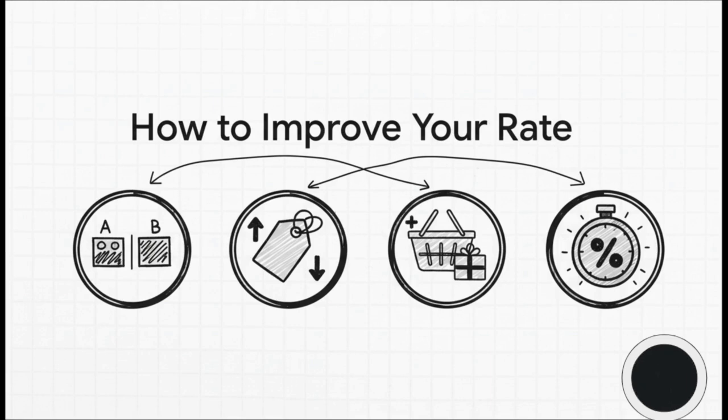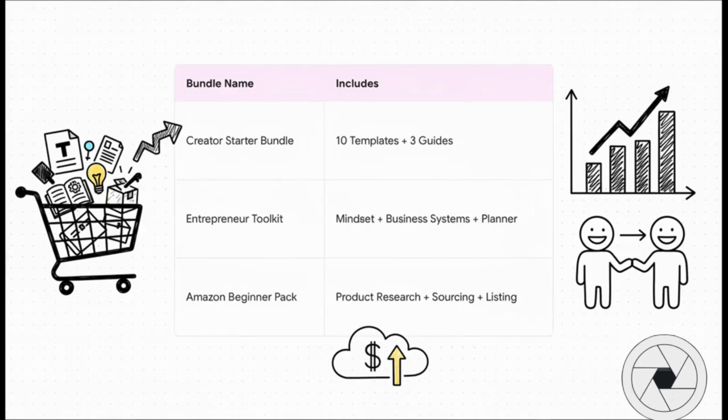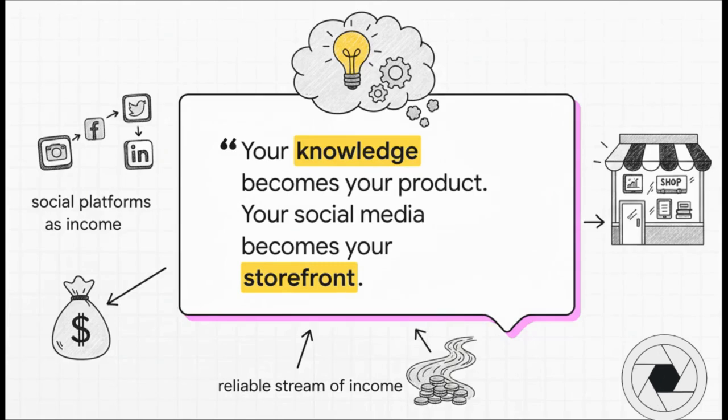A really powerful strategy is to offer bundles and upsells to get more value out of every single sale. And yeah, bundling is a perfect example of this. It's a total game changer. Instead of just selling one template, you could offer a whole creator starter bundle that has templates and guides. Your customer gets way more value and you increase how much money you make per order. It's a complete win-win.